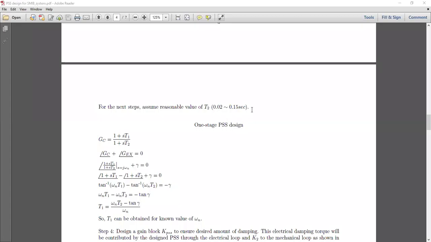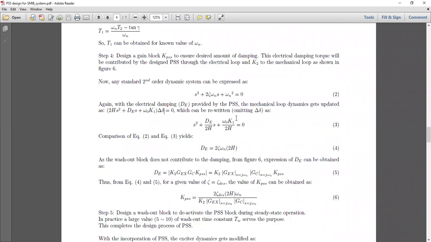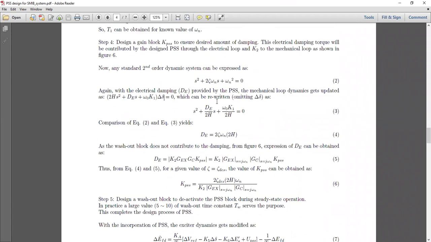So we were discussing the load shedding problem. Okay, so we were here. We were discussing this. With the introduction of this damping, our equation would be updated like this.